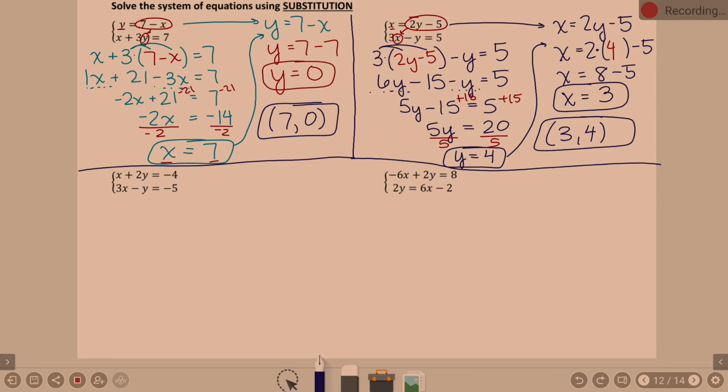So first one was y equals. Second one was x equals. Third one, x plus 2y equals negative 4. 3x minus y equals negative 5. Thoughts? Okay. So yeah, do we have an x equals or y equals right now?